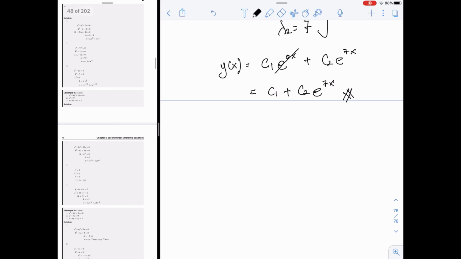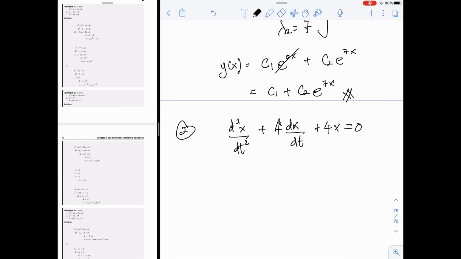Okay, let's go to the second example over here. Let's say you have d squared x over dt squared plus 4 dx over dt, and then plus 4x equal to 0.